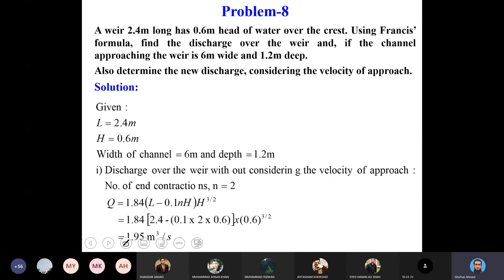So the last problem is a weir which is 2.4 meters long has a 0.6 meter head of water over the crest. Using Francis' formula, find the discharge of the weir if the channel approaching the weir is 6 meter wide and 1.2 meter deep. Okay, so channel approaching a weir means we have a channel.